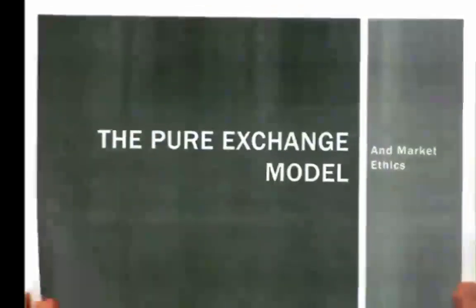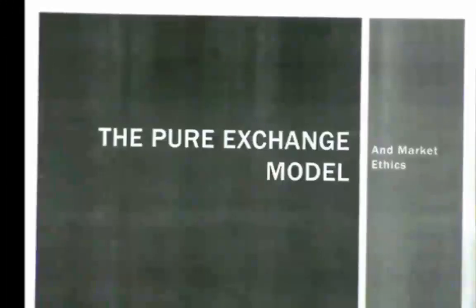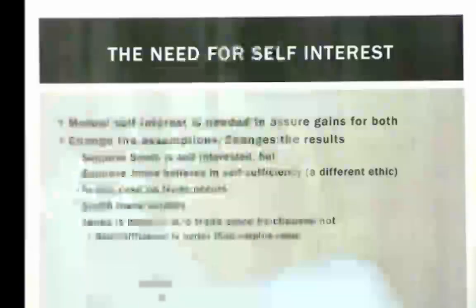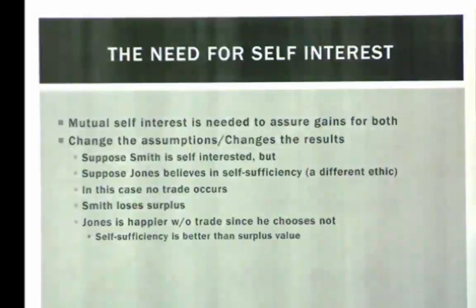So let's talk about the ethical presuppositions, or the assumptions we're making, that generate mutually advantageous trade in the pure exchange model. First thing I want to highlight is that there's a necessity for self-interest. Self-interest is absolutely needed for both Smith and Jones to have the desire to come to the market and actually trade apples for oranges to their individual improvement or benefit.